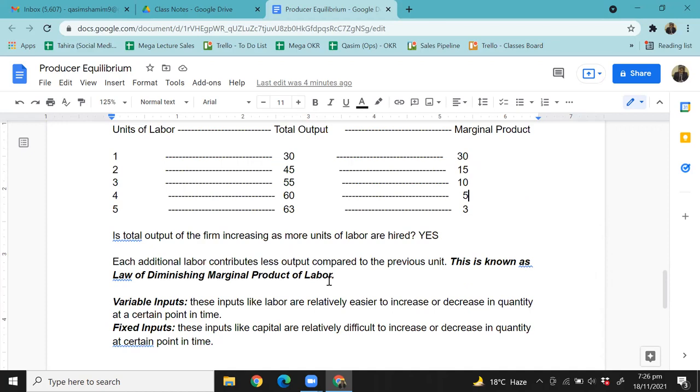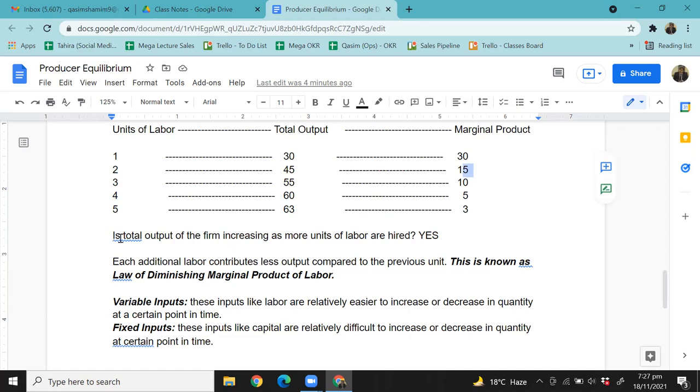So this technically means that these are the quantities 10, 15, 10, 5, and 4, which these units of labor are producing, right? So the first guy on his own produced 30 units of the good. The second guy on his own produced 15 units of the good. The third guy produced 10, the fourth, and the fifth guy produced only 3 units of the good, right?